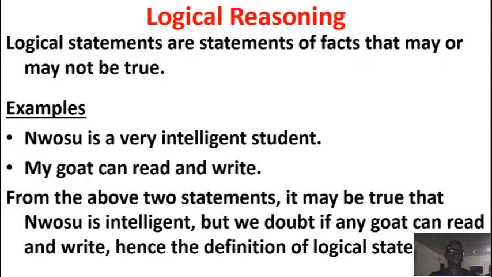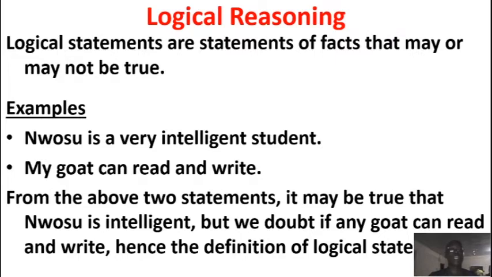Logical reasoning. Logical statements are statements of facts that may or may not be true. By this we mean that you make a statement and such a statement must not necessarily be true. It may be true. For example, we say Nwosu is a very intelligent student. It may be true that Nwosu is a very intelligent student. It may not be true that Nwosu is an intelligent student. The second one says, my goats can read and write. Obviously, we know this one is not true, but it's a logical statement.